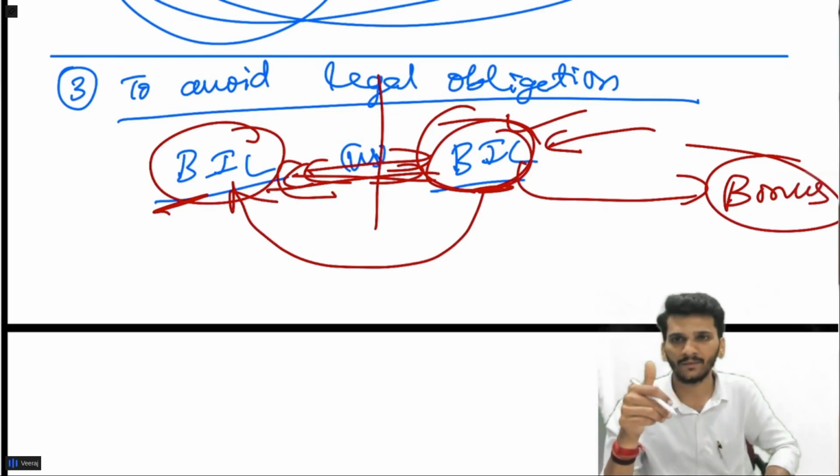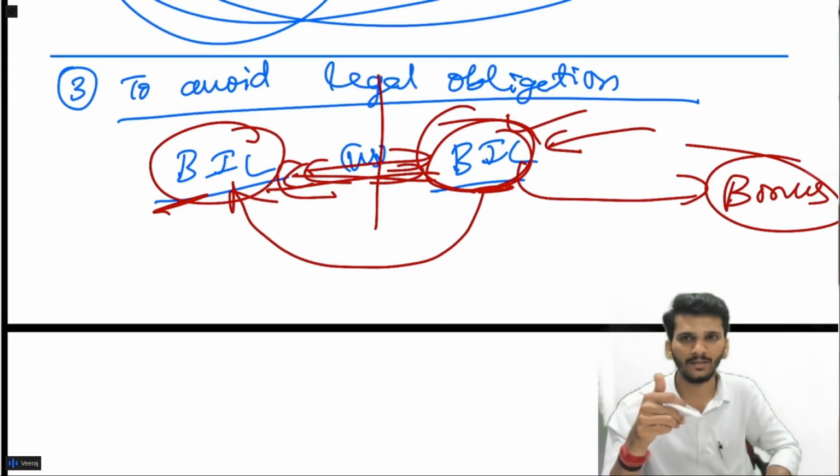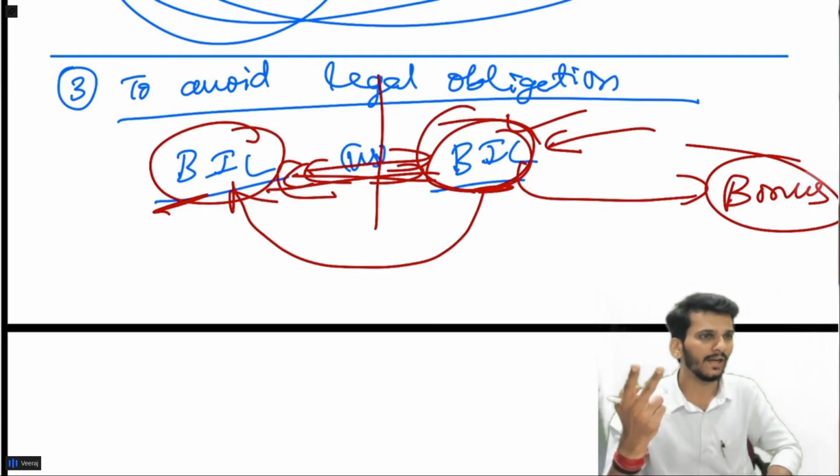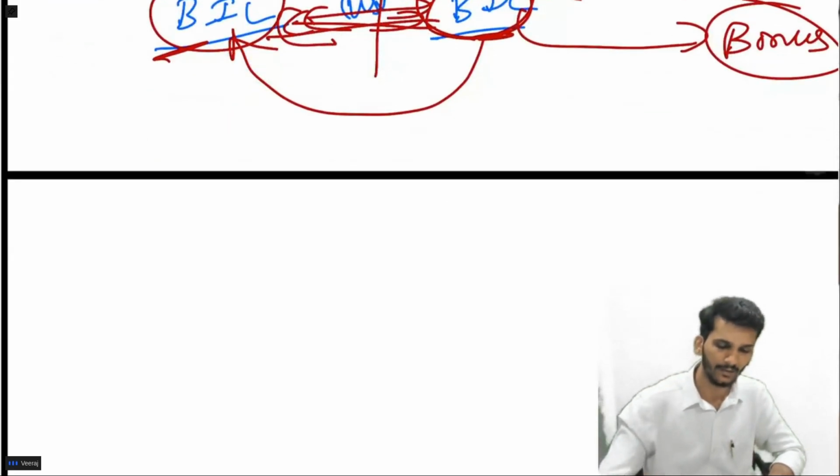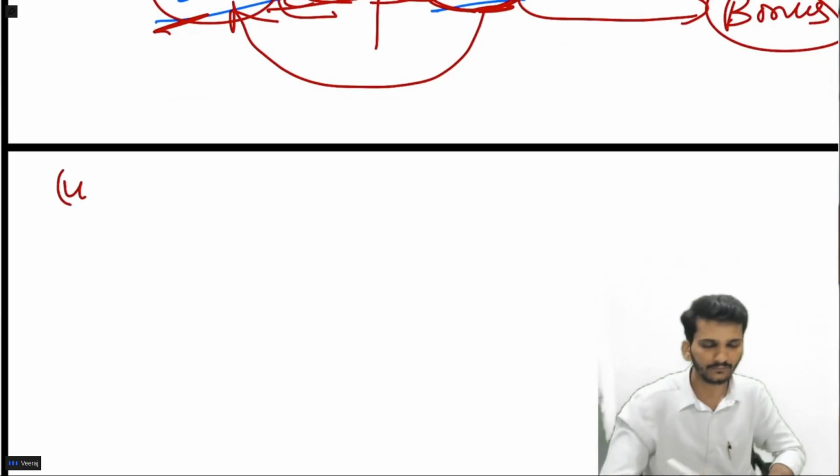To determine the character of the company, whether it is an enemy company or a friendly company. Second one is to protect the revenue or tax. Third one is to avoid the legal obligation. First one is Daimler Company Limited versus Continental Tyre and Rubber. Second, Dinshaw Maneckji Petit versus Commissioner of Income Tax. Third one, Bhavanagar Industries Limited versus New Bhavanagar Industries Limited. Then the fourth one, what is that?